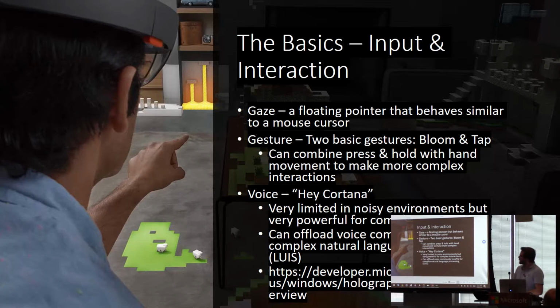All right, so the input and interaction. As we talked about earlier, there's the gaze, the gesture, and the voice input. The gaze is a floating point in space, and the gesture is, there's 2 primary gestures. There's a bloom, which I think you probably saw when I was setting up, and then there's a tap, which is like this. And those are really the only 2 main gestures that you have, but they actually end up creating a rather rich experience when you combine those with motion. So for like scrolling and sliding and those sorts of things, and you can grab.